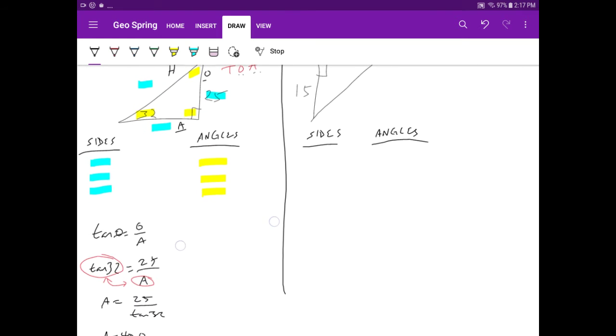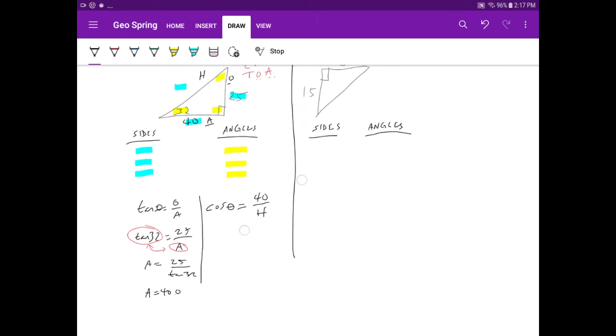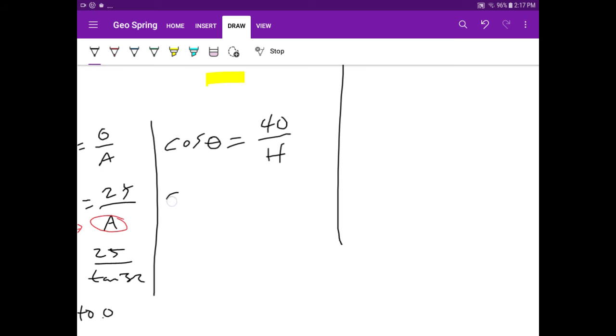So now we want the hypotenuse. Right, this is 40. Let's use that 40 this time. So cosine of theta equals 40 over h. So cosine of 32 equals 40 over h. You don't have to use that 40. If you use the 25, you can use sine.